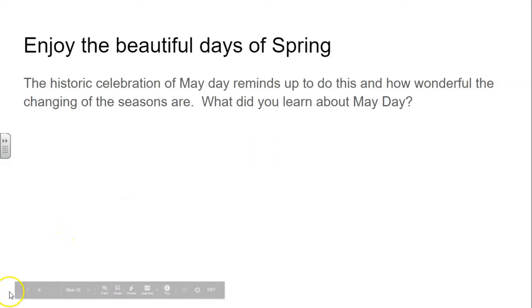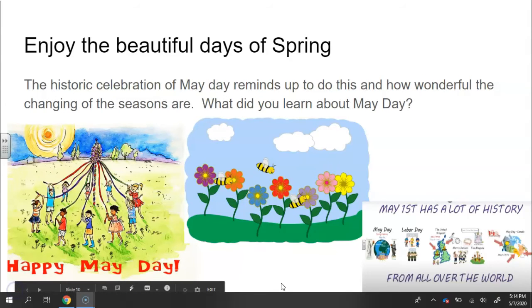What did you learn about May Day? Well, we learned that May Day they do dancing and celebrations. One of the dances that they do is called a Maypole dance, where they dance around a maypole with ribbons. We also learned that it's the changing of the season, where we start new, flowers come up, and that May 1st, May Day, has a lot of history from all over the world.